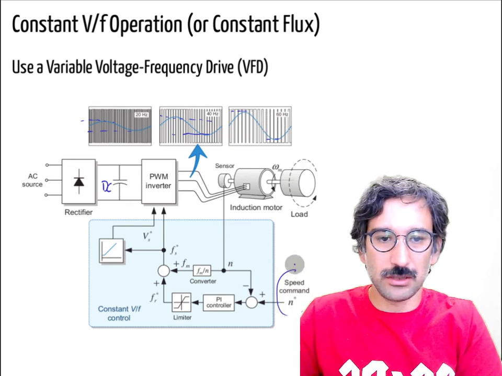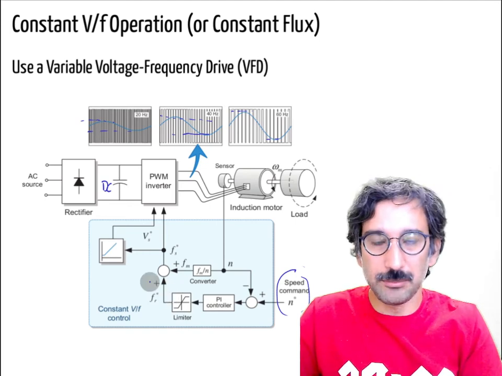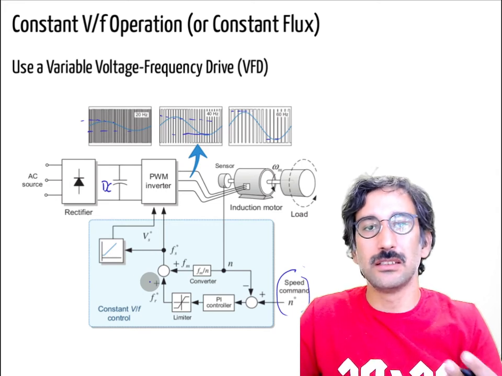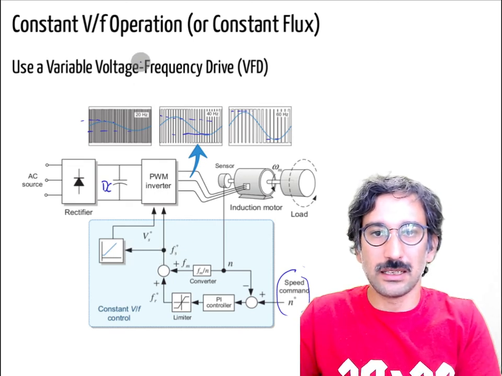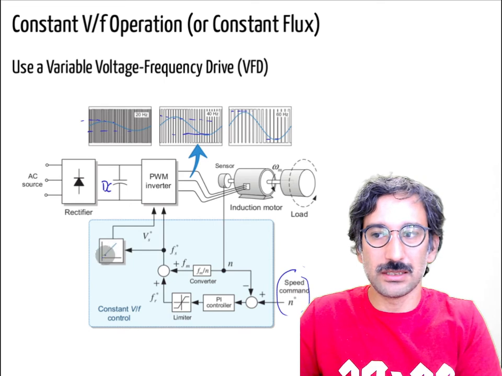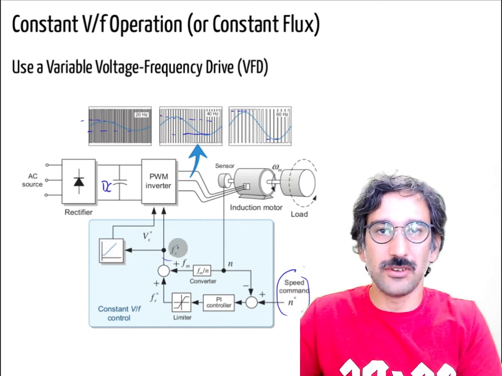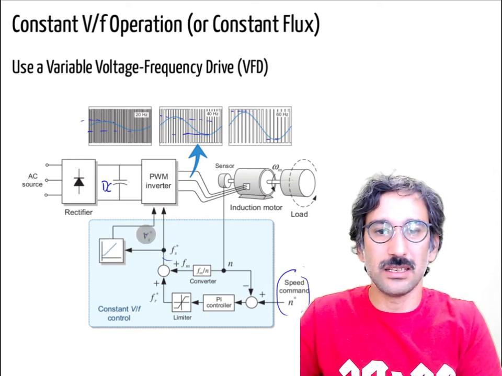So you will have a speed command, and you have the PI controller. Then the PI controller actually calculates what should be the slip. Okay, what should be the required slip, and in order to give the required slip, what should be the applied frequency, and then in order to have the constant V by F operation, remember there's a linear relation as shown here, with the calculated frequency, what should be the required phase voltage to get constant flux operation.